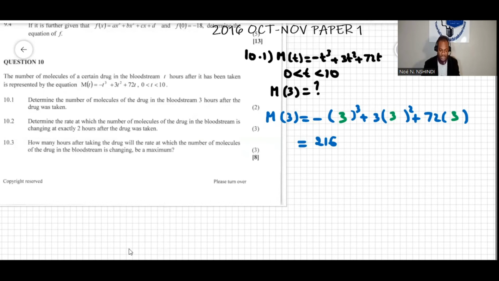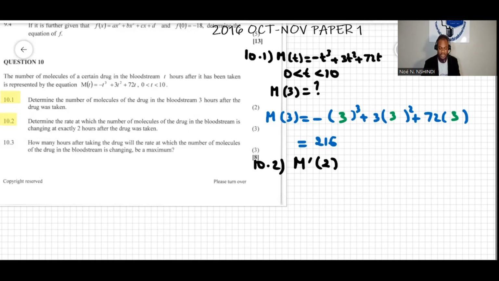And then question 10.2. That was 10.1. Now 10.2 says determine the rate at which the number of molecules of the drug in the bloodstream is changing exactly 2 hours after the drug has been taken. When we talk about rates, it means we are asked to calculate the derivative of the function m. So to determine the rate, it simply means find m prime of t at the time t equal to 2 hours.